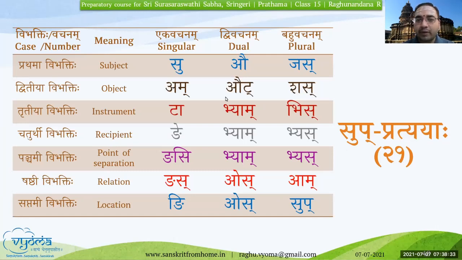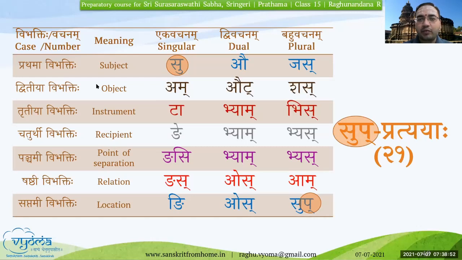So what is this Sup? If you remember, similar to Ting, it is basically the starting letter of the Pratyayas, Su, and the ending letter of this set of 21 Pratyayas, which is P. This together is an abbreviation to denote all these 21 Pratyayas.